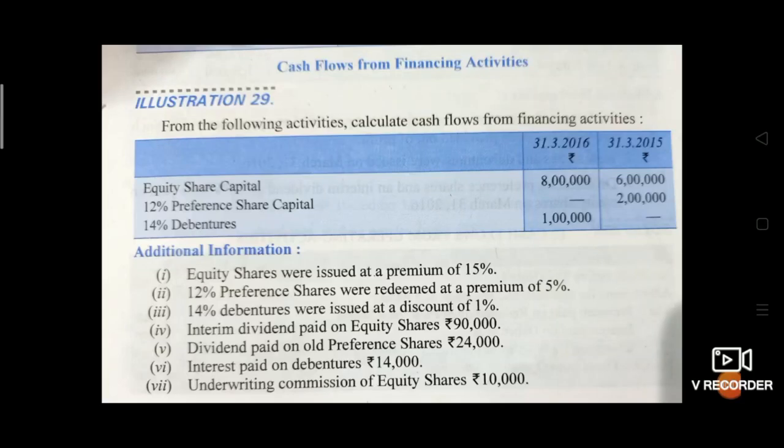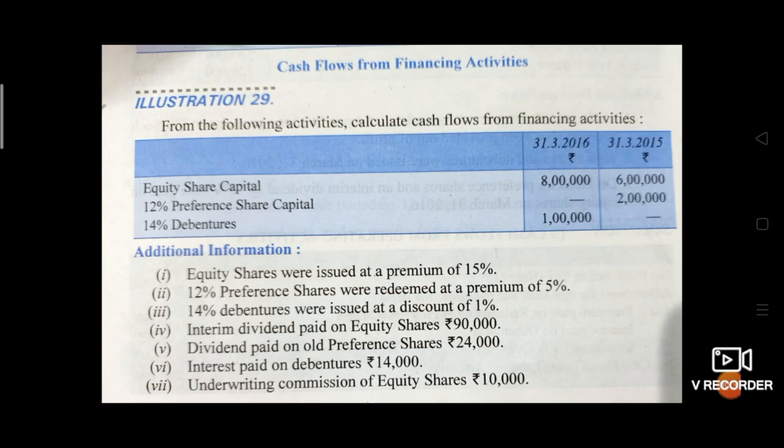Hello students. Today we will calculate cash flows from financing activities. See the problem. From the following activities, calculate cash flow from financing activities. Equity share capital on 31st March 2016 is 8 lakhs, and on 31st March 2015 it was rupees 6 lakhs. So there is a new issue of equity share capital of rupees 2 lakhs.